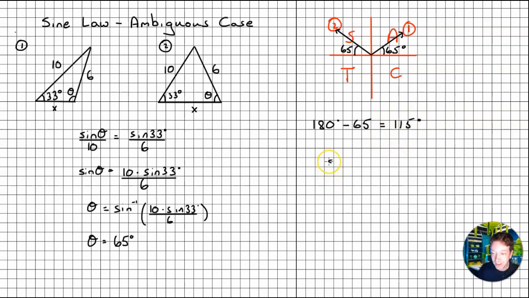Give it a try. Take your calculators, plug in the sine of 65 and the sine of 115. In both cases, you get about 0.906 and so on, but they are identical. So we've solved for two cases, 65 degrees and 115 degrees. And then you can go ahead and solve for x using the sine law, or cosine law if you prefer. But the x you solve for will depend on which triangle you're using.